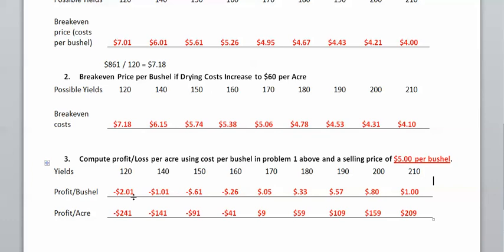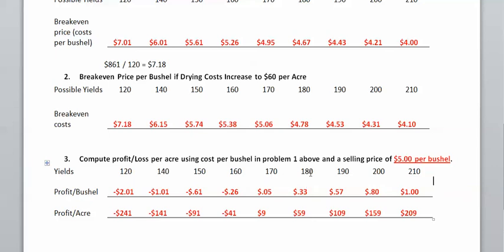Well, at the 120 bushel level, we have a problem because we're selling corn for $5. It costs us $7.01 to produce it. So that's a loss of $2.01 per bushel. At 140 bushel per acre, we're selling corn at $5, but it costs us $6.01 to produce it. So we're losing $1.01. We're losing 61 cents at 150 bushel per acre. We're losing 26 cents at 160. At 170, we're actually starting to turn a profit here. We're making a whopping 5 cents a bushel here at 170 bushel per acre.